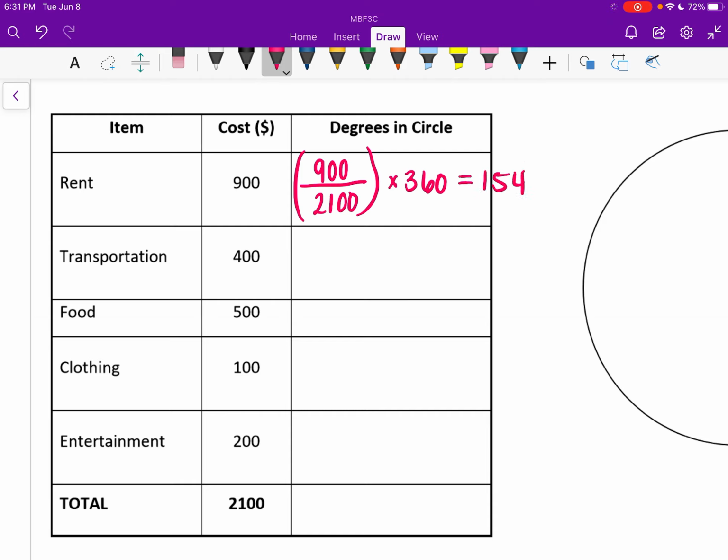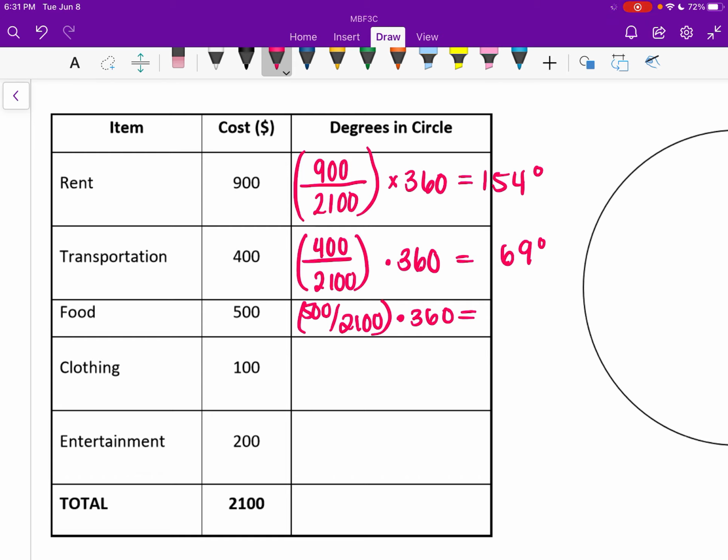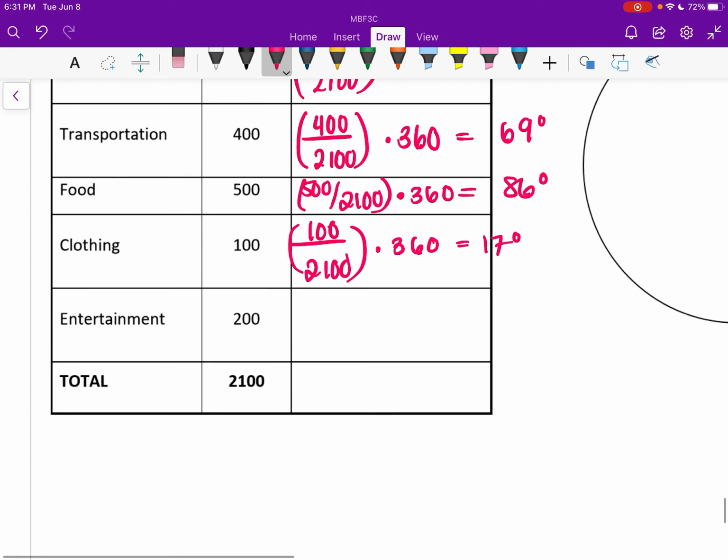And then I'm going to multiply that by 360, because there's 360 degrees in a circle. And that adds up to 154. So I know this is going to take up 154 degrees, right? Same thing here, 400 divided by 2100 multiplied by 360. I know it's going to take up 69 degrees. Okay, and I'm just going to do the same thing for the rest of them. 500 divided by 2100 times 360 is going to add up to 86 degrees, right? 100 divided by 2100 multiplied by 360 is going to give me 17 degrees, right? 200 divided by 2100 times 360 is going to give me 34.